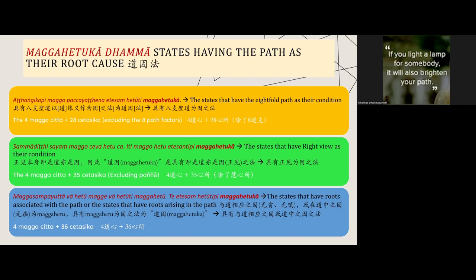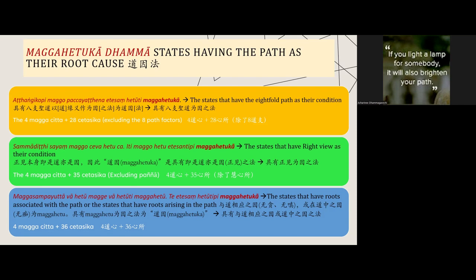The second definition takes Sammā diṭṭhi as the condition and looks at the states that have right view as their condition. Here, Sammā diṭṭhi is excluded, and what we are left with are the 4 maggachitta and 35 chetasika. And the third definition has 2 sub-definitions within it. One is the states that have roots associated with the path. The other is the states that have roots arising in the path.